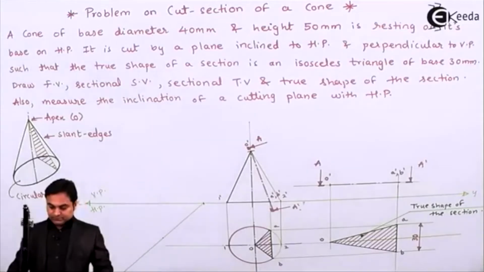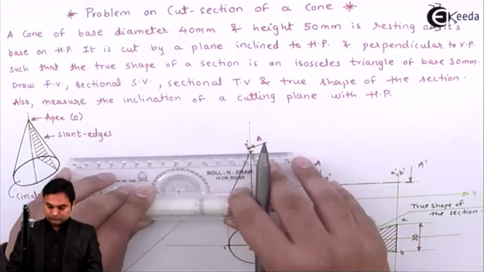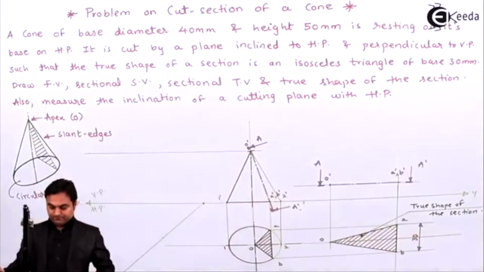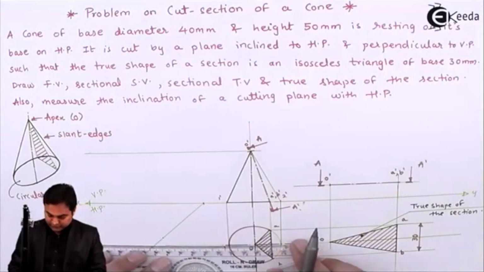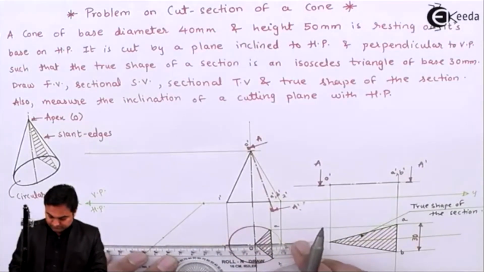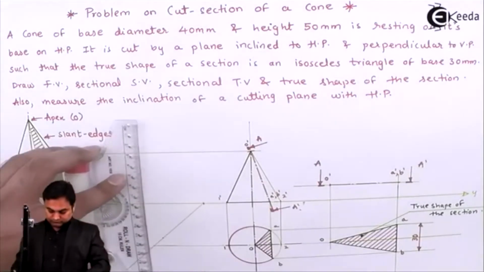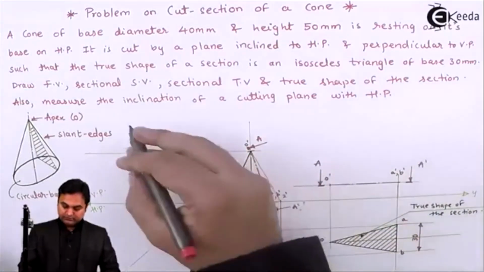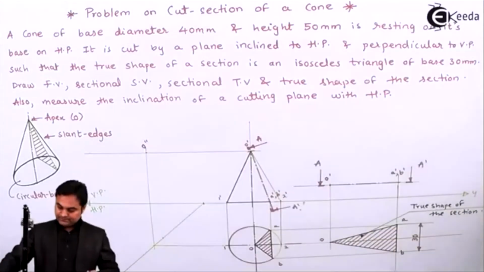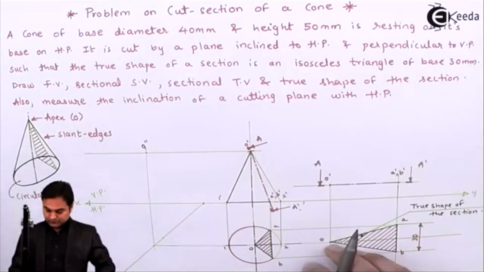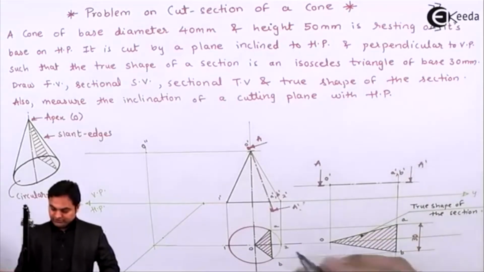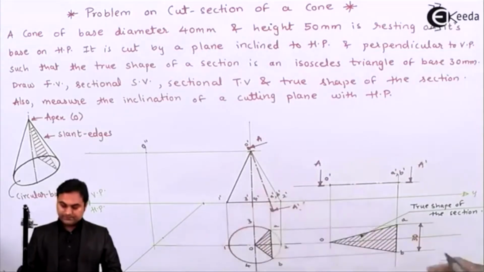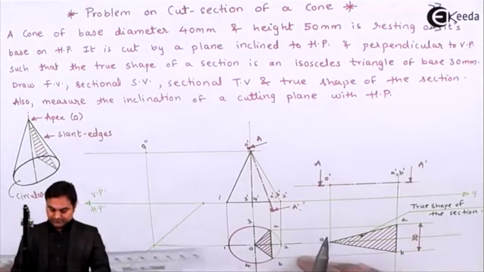Next, here we have apex O dash in the front view. So here is the apex in the top view. So wherever O and O dash they intersect, that will give me the apex as O double dash. Then I'll give the notations here as 3 and 4. So in the front view, 3 dash, 4 dash, projecting them.